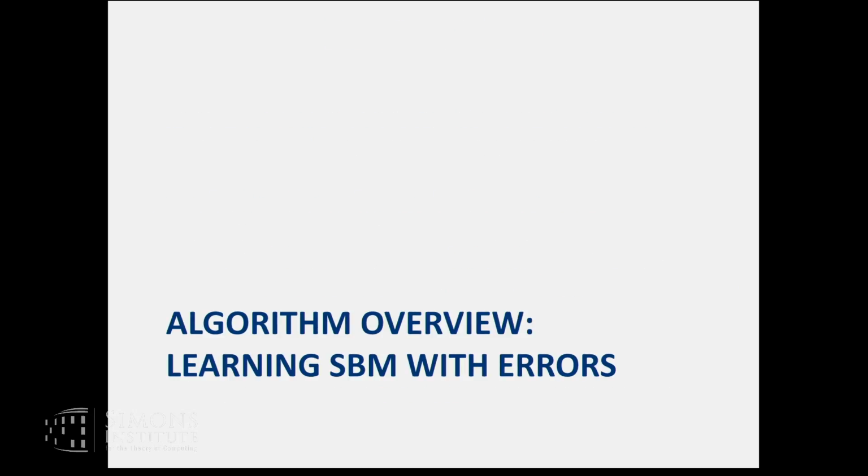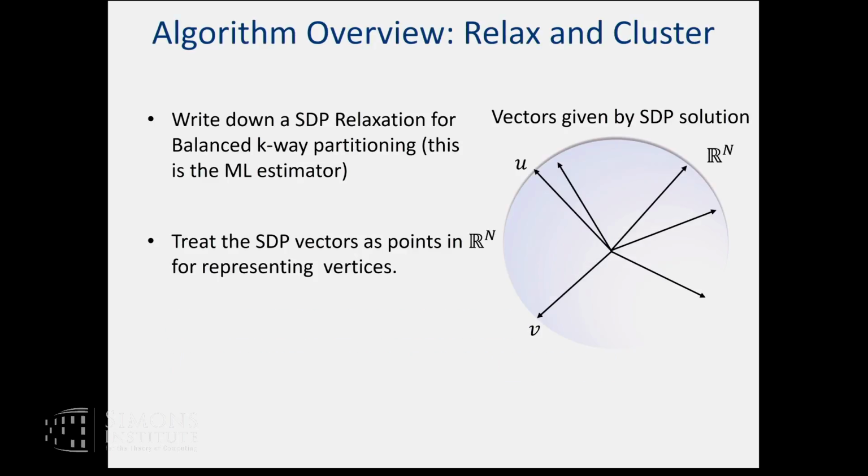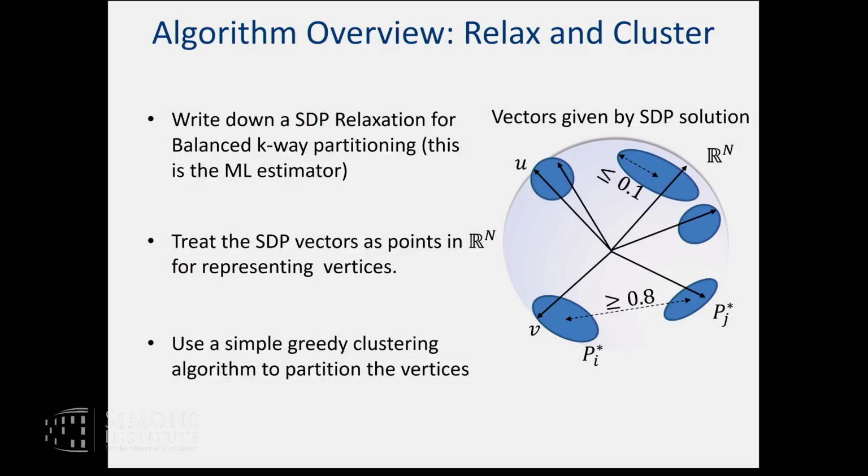Okay, so in the next one or two minutes, let me try to give you an overview of the algorithm for learning stochastic block models in the presence of noise. Here, it also goes by using a semi-definite program. So you write down a semi-definite program for balanced K-way partitioning. And then you look at these SDP vectors, the vectors given by the semi-definite program, and you just apply a simple greedy clustering algorithm on these vectors.